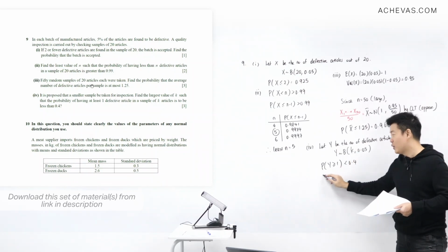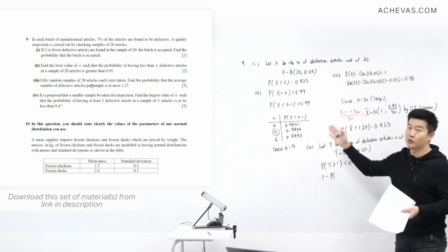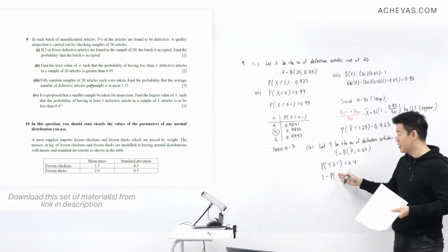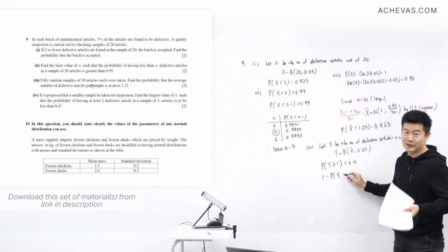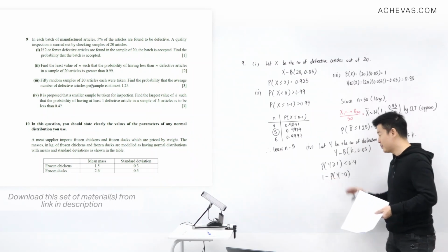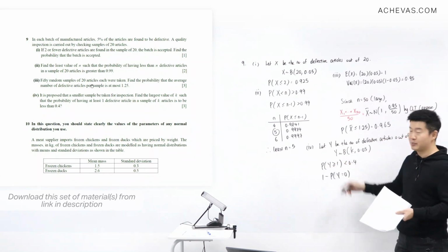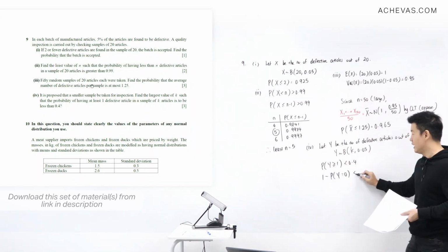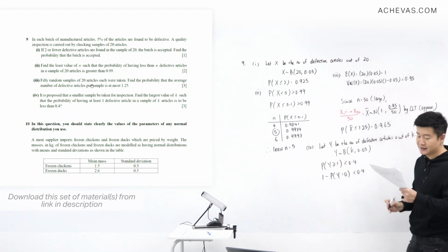Right, as in 1 minus the probability of, because we cannot go for bigger or equal to, so I need to go for the complement of this. The complement of this is for Y to be less than or equal to 0, but Y cannot be less than 0 anyway. So we are going to just go for a 0 here. So 1 minus the probability of Y equal to 0 is the same as the probability of Y bigger or equal to 1, and this is supposed to be less than 0.4.